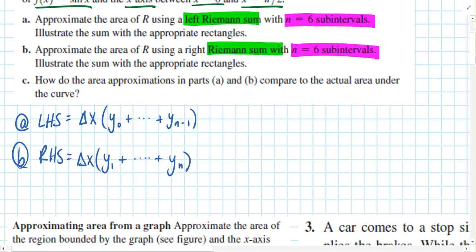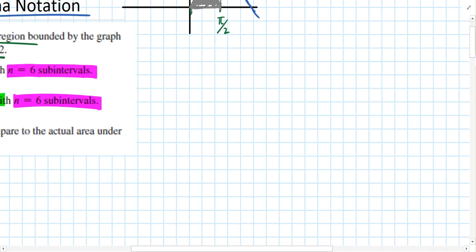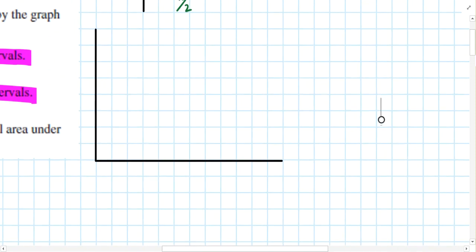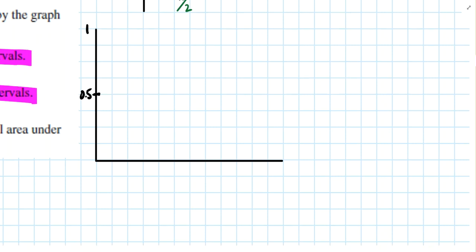Now we could create a table here and identify the y values. I'm actually going to sketch a more precise graph. So I've created a pair of axes here that are 12 units wide and 8 units tall. I'll mark this as a half and this as 1 on the y-axis. And of course here is 0 for both the x and the y-axis. I'm going to mark this point as pi over 2.